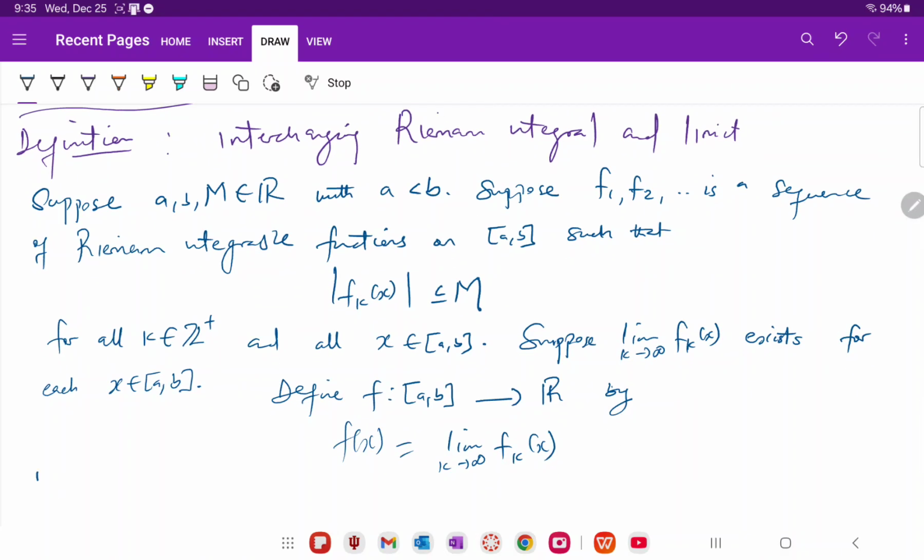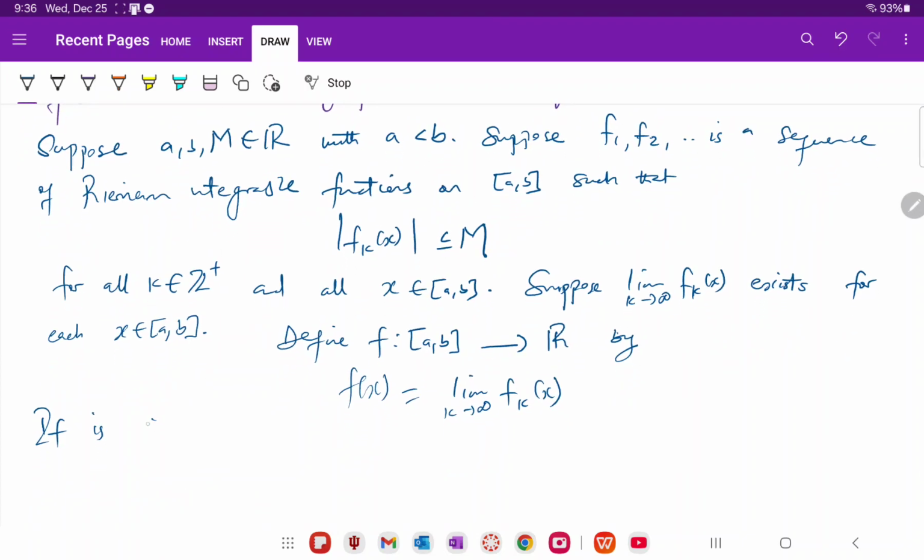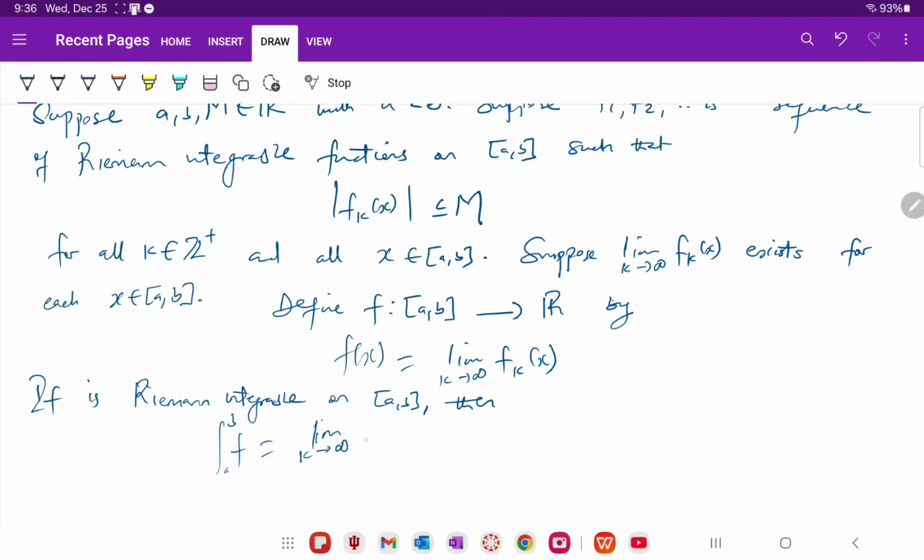So if f is Riemann integrable on [a, b], then the integral from a to b of f will be equal to the limit as k tends to infinity of the integral from a to b of f_k. So that is the theorem.